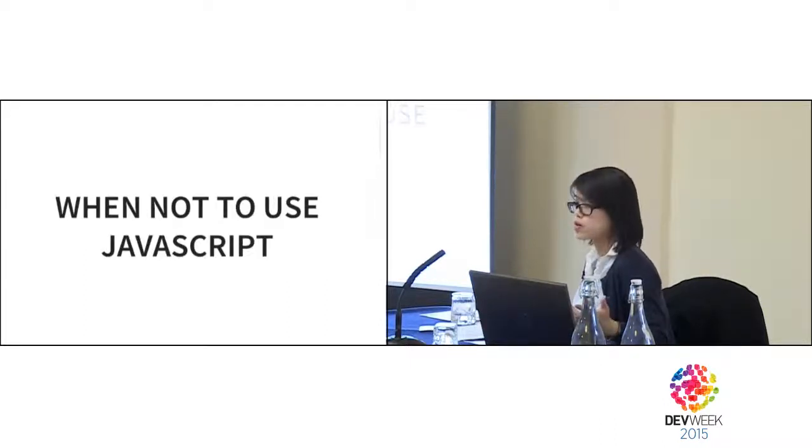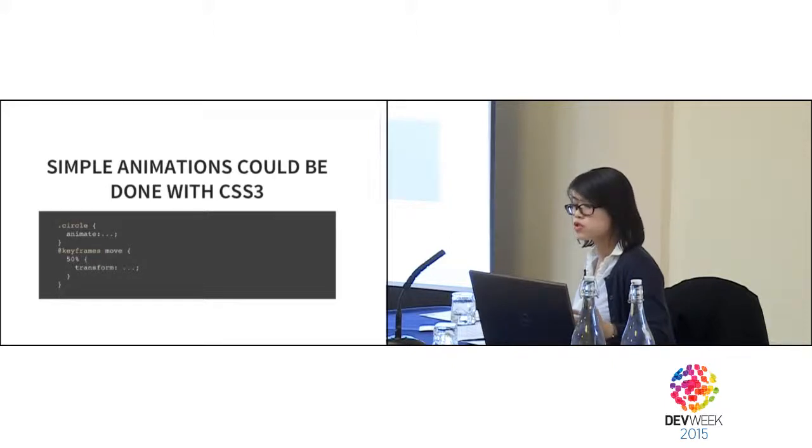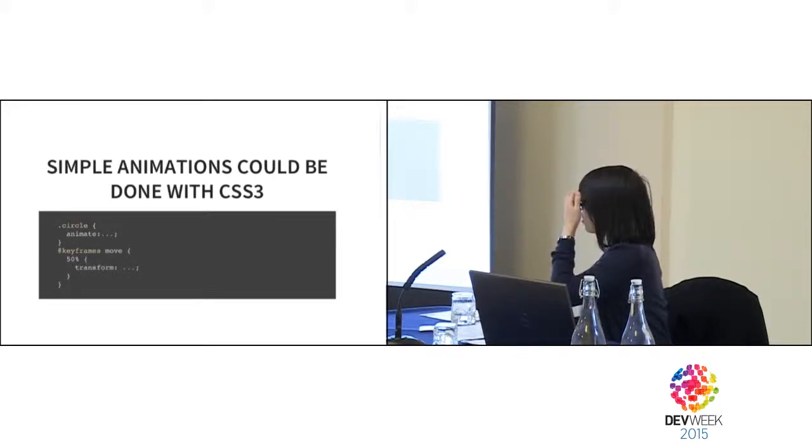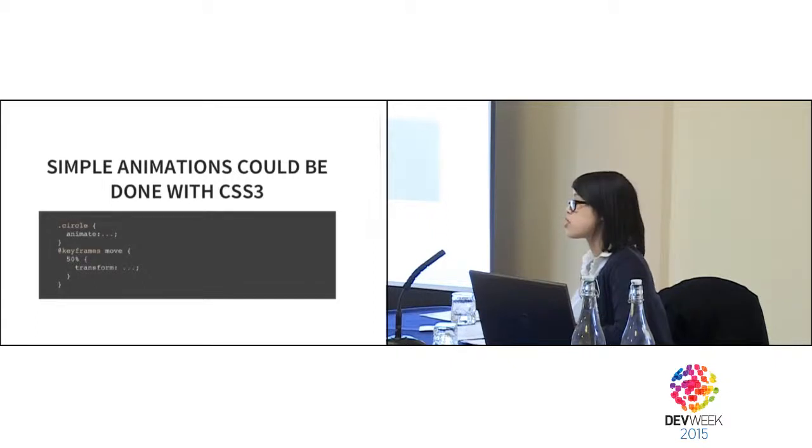When not to use JavaScript. JavaScript is great for a lot of things, but sometimes you simply don't need it. Simple animations could be done with CSS3. The drawing circle that we've been drawing repeatedly, we can actually accomplish with just straight up CSS. There's this animate function, and what you pass into it is this move property. Here it's like, once we reach 50% of the animation, do this transformation to our circle.